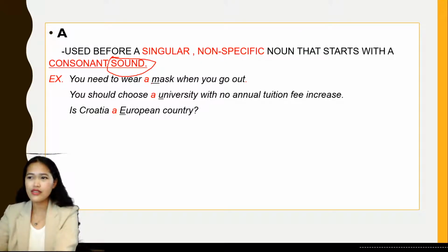This noun is a consonant, has a consonant sound. So we say a mask. Next we have the second example.